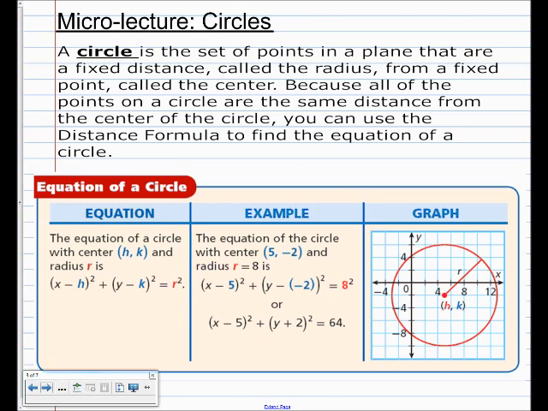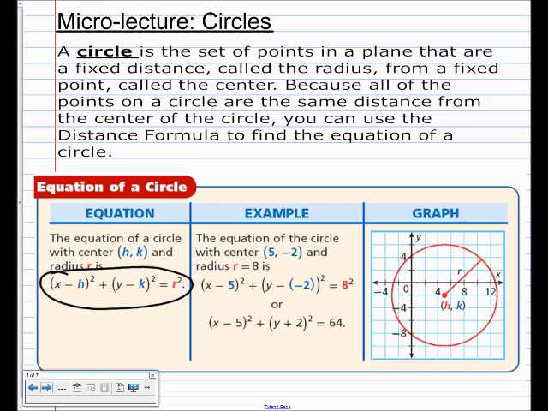So today we're going to start with circles. You should have read this, and the main takeaway from this slide is you want to memorize this formula. This is the formula for the equation of a circle. We always have an H and a K, which represents the center of the circle. And then we also have R. What does R represent? The radius.